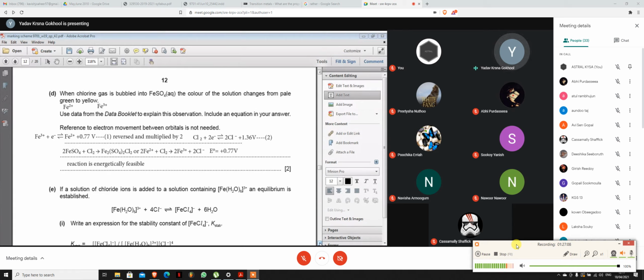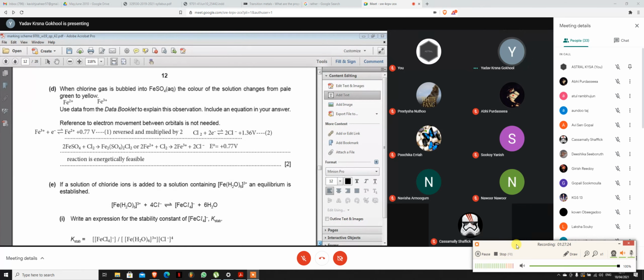The identity of the reactant is Fe2+, so the first equation has to be reversed, so automatically the second equation has to be kept as it is. But we have 2 electrons and 1 electron, so we multiply by 2. Okay, and we are going to get plus 0.77 volt.